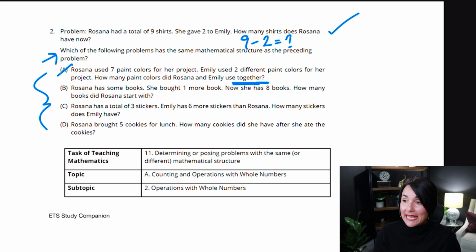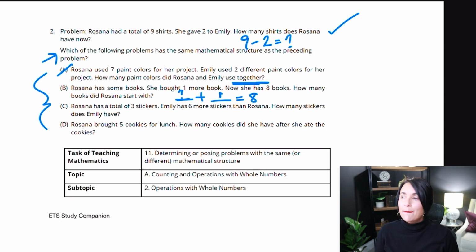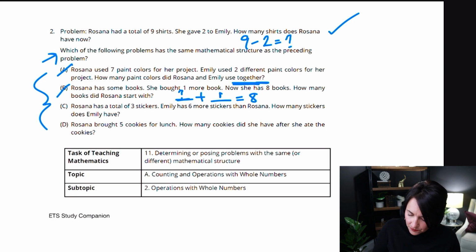Okay, this is actually an add to problem with the start unknown. I'm going to talk about that in a minute. So we're not sure how many books she has. She adds some books. Oh no, she adds 1 book, it says. Now she has 8 books. So this is the part we need. Does that match the top one? No, it does not. So B is out.